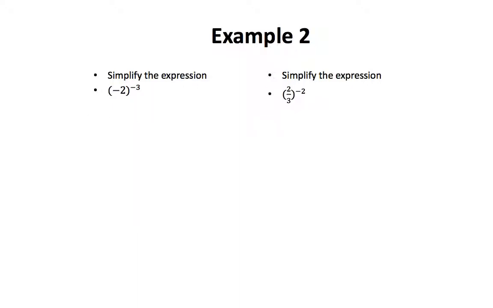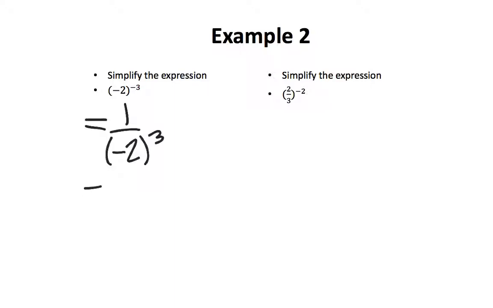In our second example, we want to simplify the expression (negative 2) to the power of negative 3. You should first realize that we're going to be using the negative exponent rule, which means we have to write the reciprocal of the base. Since the base is negative 2, its reciprocal will be 1 over negative 2, and I'm putting the negative 2 in brackets because the exponent is going to turn from negative to positive. And the exponent applies to not just 2, but negative 2. There is a big difference.